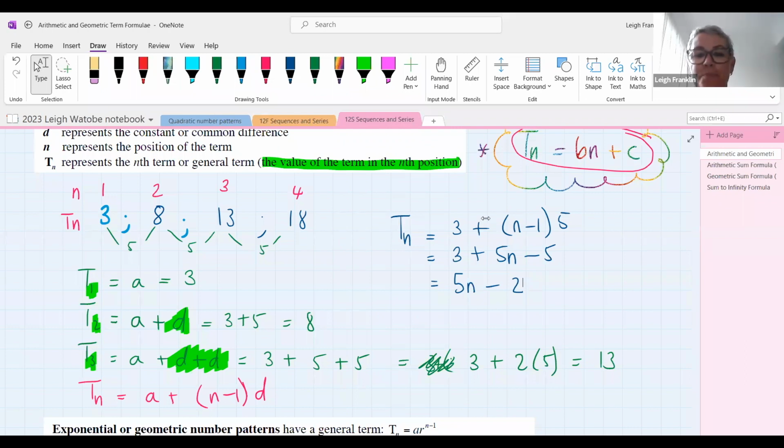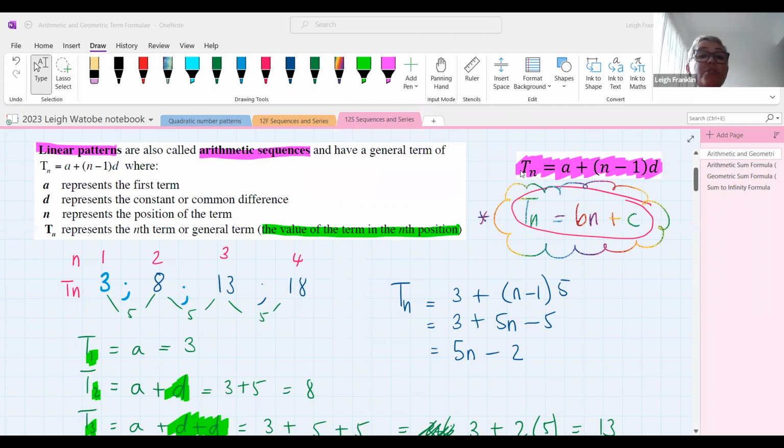Ma'am, I just wanted to find out, because in class we used Tn equals Bn plus C. He didn't let us use the other formula. Oh, that's really interesting. Okay.